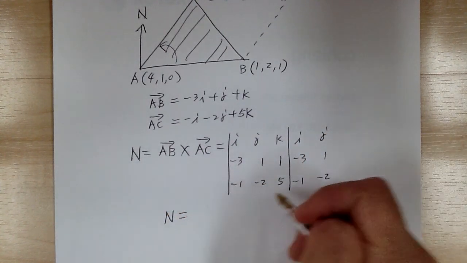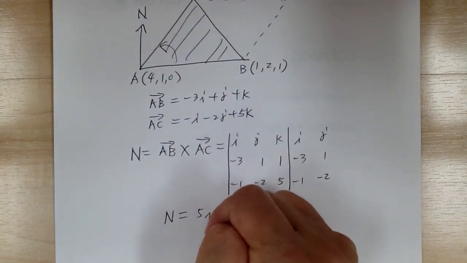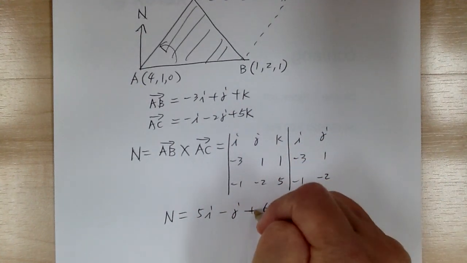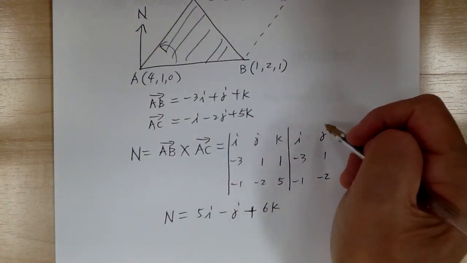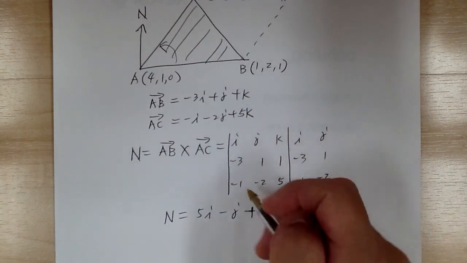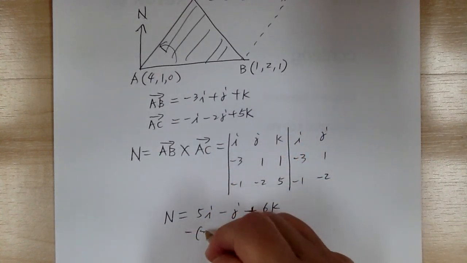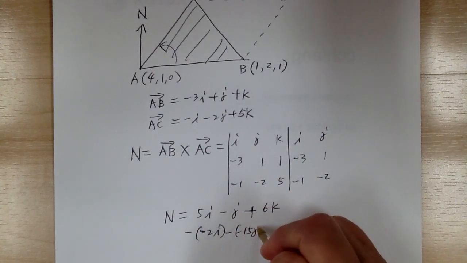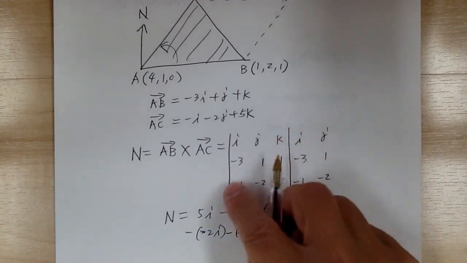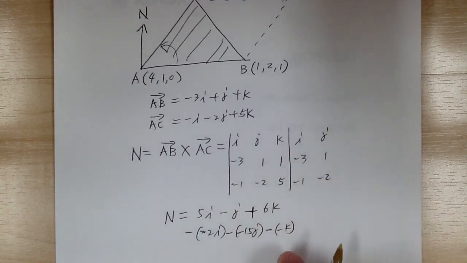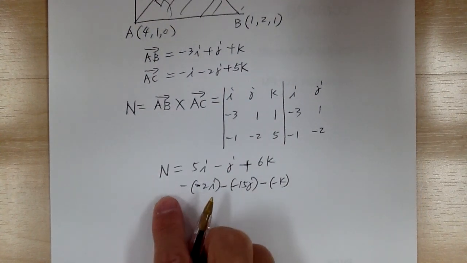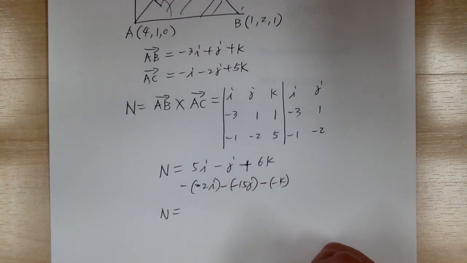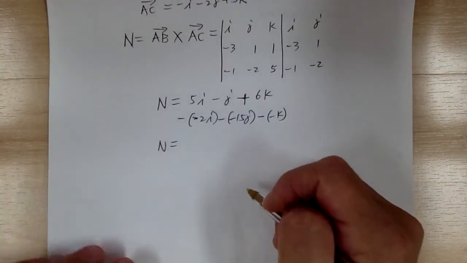Okay, so your normal is going to be, do the i, so it will be 5i. This would be minus 1j, and this will be plus 6k. Then you do the opposite diagonal, so it would be minus negative 2i minus, this would be negative 15j minus, this would be a negative 1k. Again, notice I put parentheses, and notice I always write a minus right away before I do anything else. That will help you cut down on careless mistakes. Okay, so go ahead and work it out.